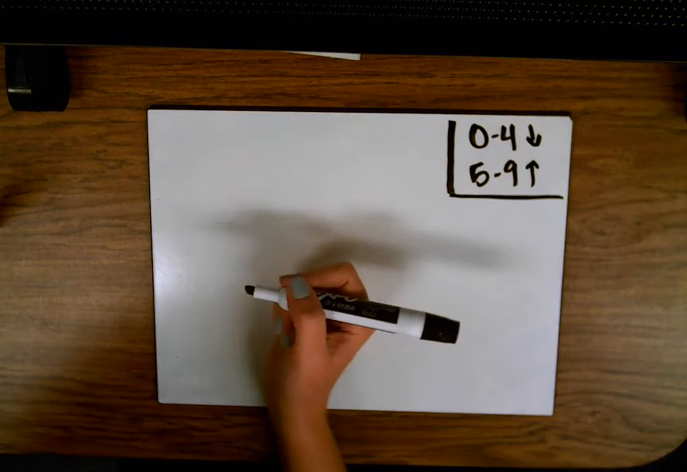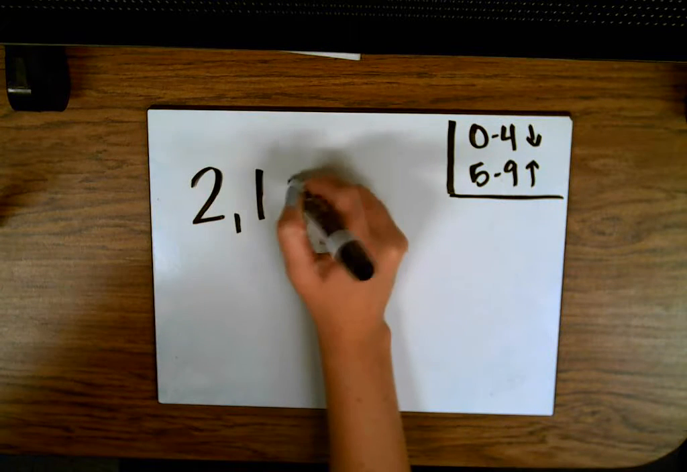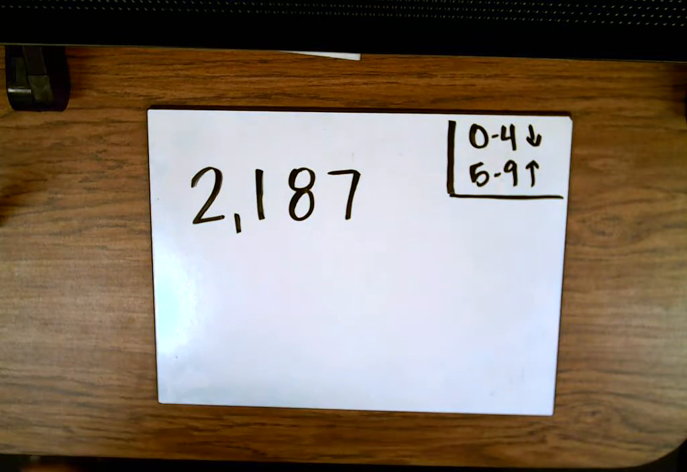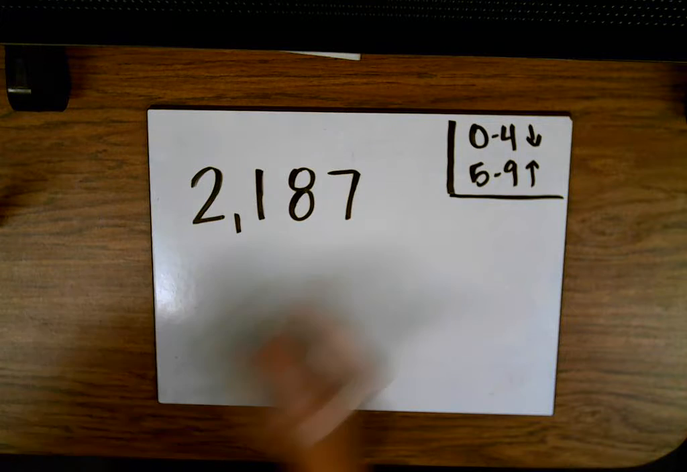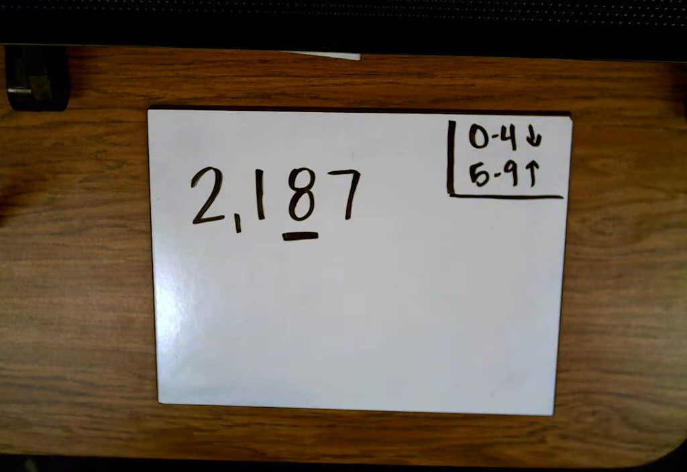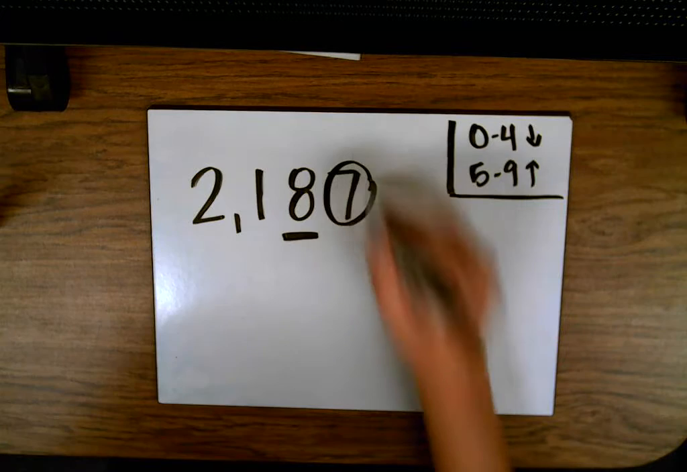So the first number I'm going to start with is 2,187. The very first step is identifying what number we are rounding to. So the first one we're going to do is rounding to the nearest tens. So I'm going to underline my tens place value. The second step in rounding is looking at the neighbor directly to the right and circling it. So I'm going to move to the right, circle it.